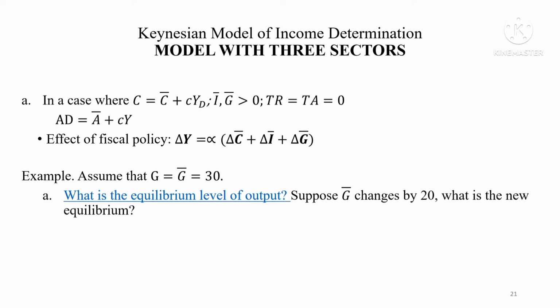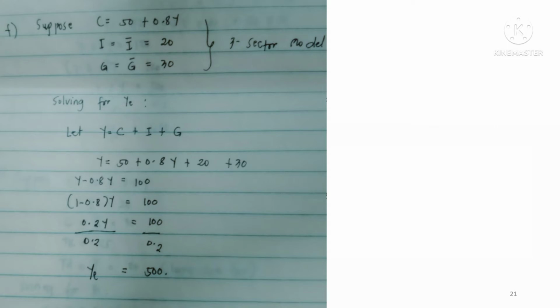Okay, example. Assume that G is equal to G bar, which is equal to 30. What is the equilibrium level of output? And suppose G bar changes by 20, what is the new equilibrium? So we will solve the equilibrium level of income in this type of economy. We will use the same values for C and I. We let Y equal C plus I plus G, then substitute the three variables. So this will become Y is equal to 50 plus 0.8Y plus 20 plus 30. Then combine similar terms and factor out Y, then do the rest of the math. So the equilibrium level of income in the economy with three sectors is now equal to 500.